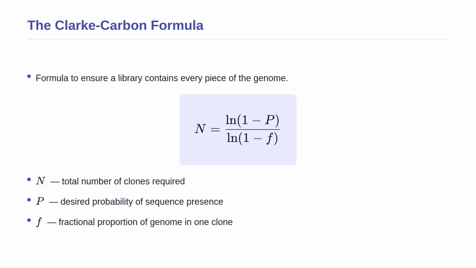In this formula, N represents the total number of clones required. P represents the desired probability, usually 99%, that our sequence is present. Finally, F represents the fractional proportion of the genome contained in a single clone. If we use a vector that holds larger DNA inserts, the fraction F increases, which beautifully decreases the total number of clones N we need to manage.